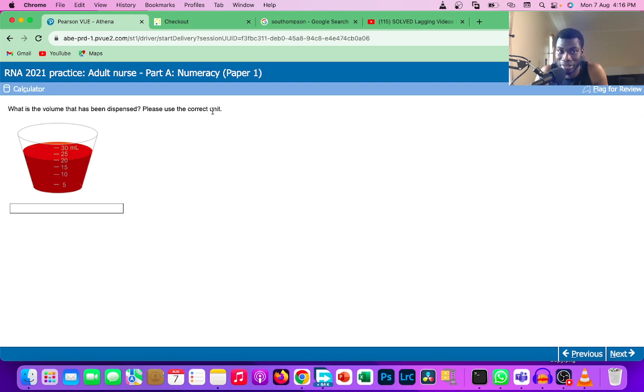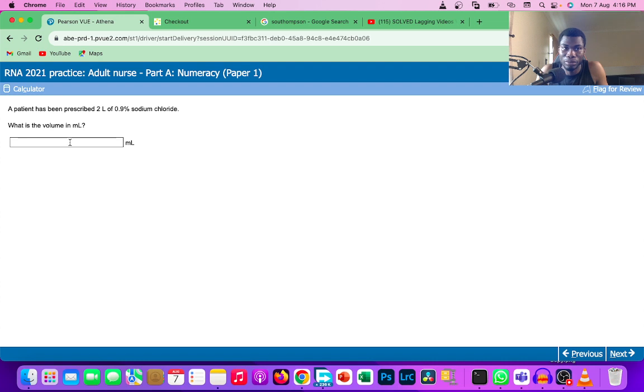Always read the question in full. So the answer is 20. How do we write the mL? We leave a space, we type small m and then capital L, and then we go on. So when we come here, the patient has been prescribed 2 liters of 0.9% sodium chloride. What is the volume in mL? So how many mL make a liter?